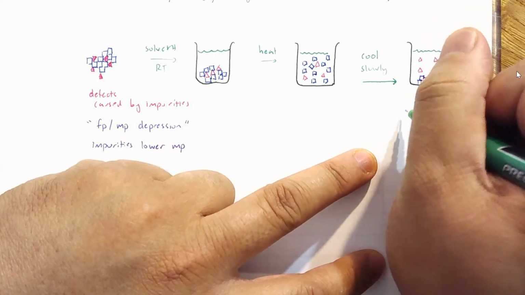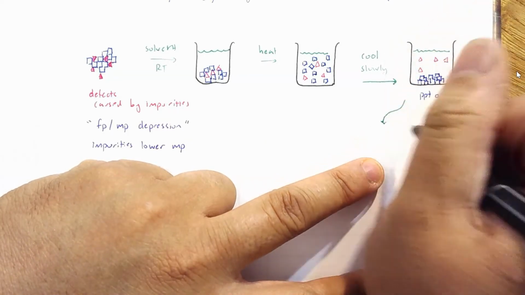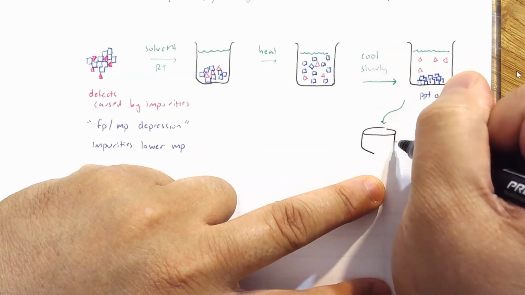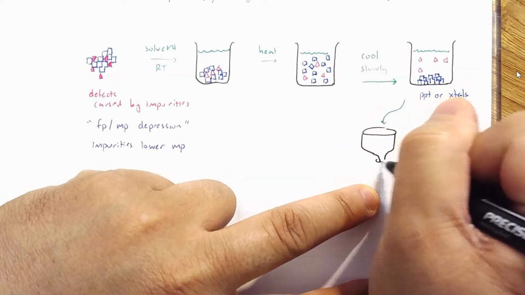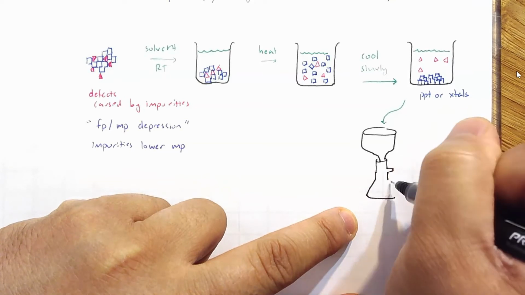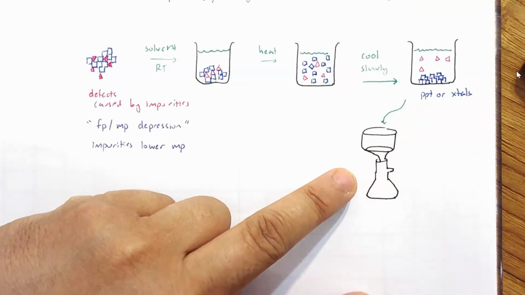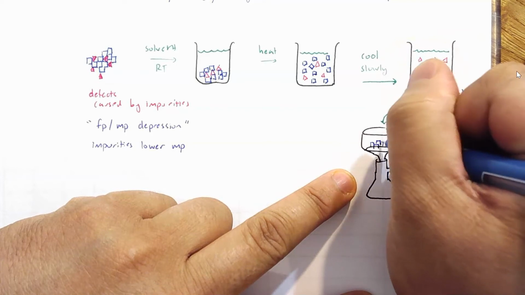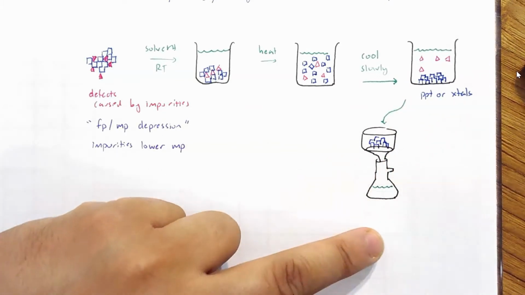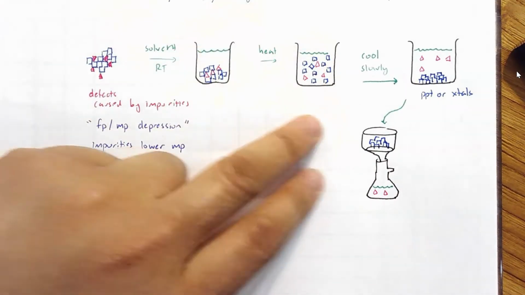Next is filtration. So you're going to take this solution and you're going to filter it. What kind of filter do I want to use? Let's use a Buchner funnel. What a Buchner funnel does, and it could be vacuum filtration also, but gravity works just as well in most cases, is that trapped in the filter paper, you'll have these crystals or precipitate, and going through the funnel, you have your impurities in the solvent. Now, danger. What happens if you cool too fast?